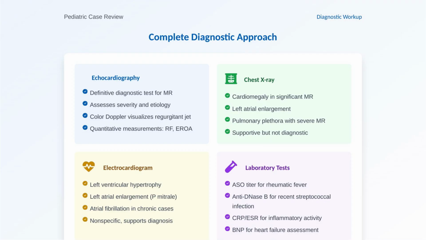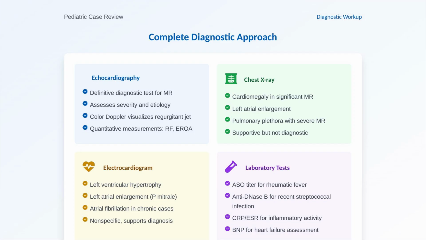This table summarizes the complete diagnostic approach for pediatric patients with suspected or confirmed mitral regurgitation. Echocardiography serves as the definitive diagnostic test, providing comprehensive assessment of the mitral valve structure, function, and severity of regurgitation. It allows for direct visualization of the regurgitant jet using color Doppler and provides quantitative measurements such as regurgitant fraction and effective regurgitant orifice area.